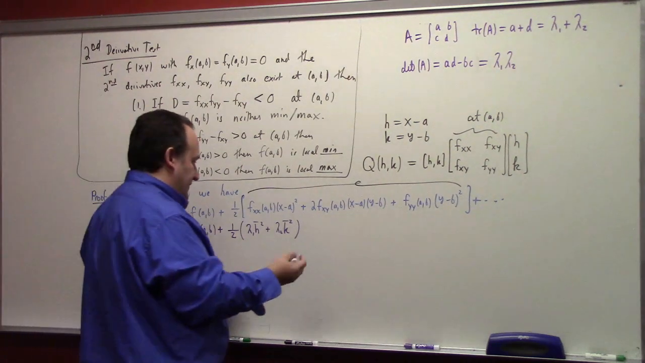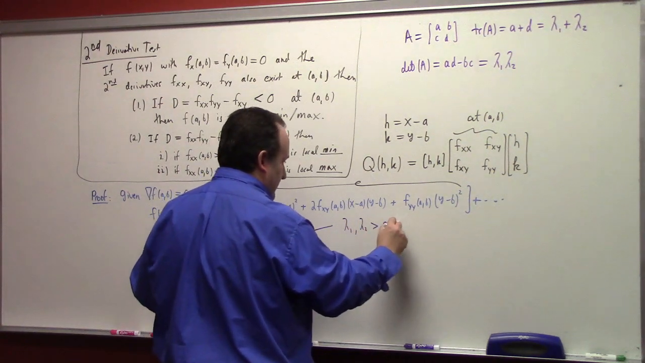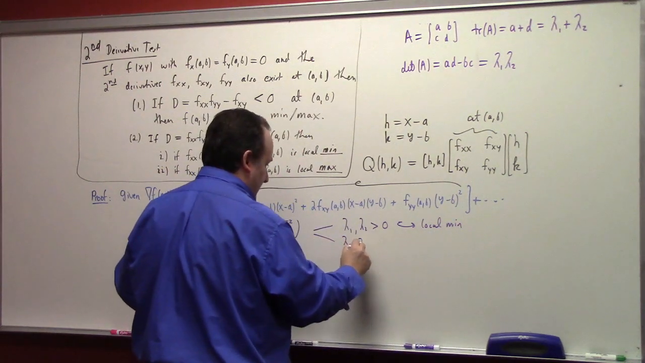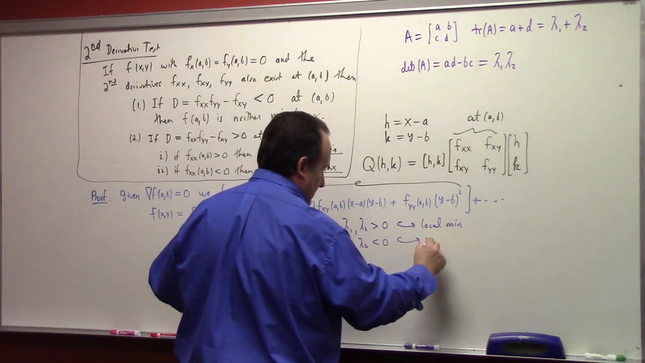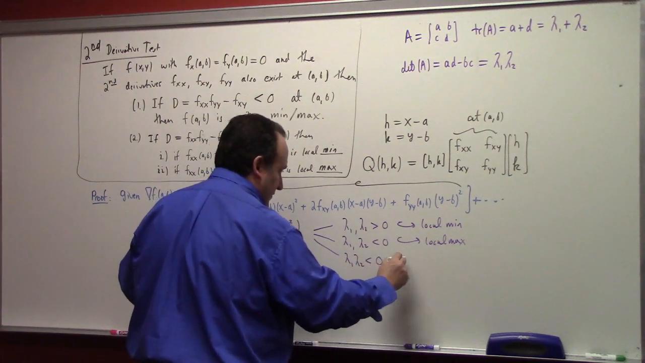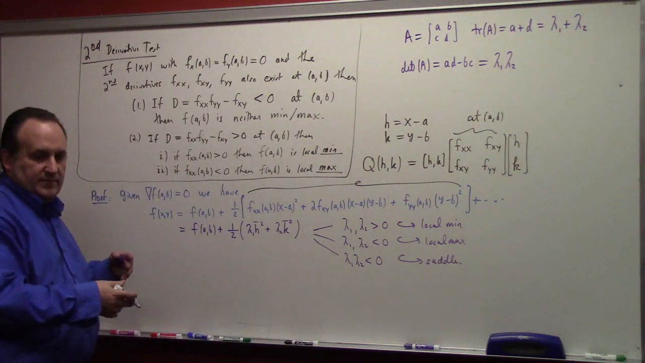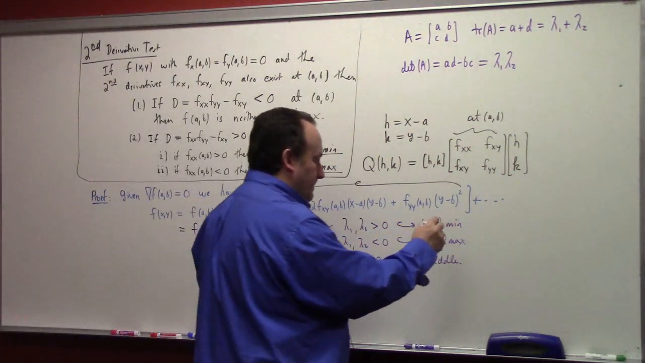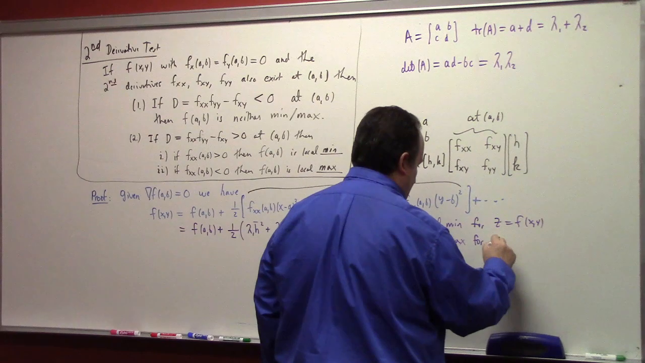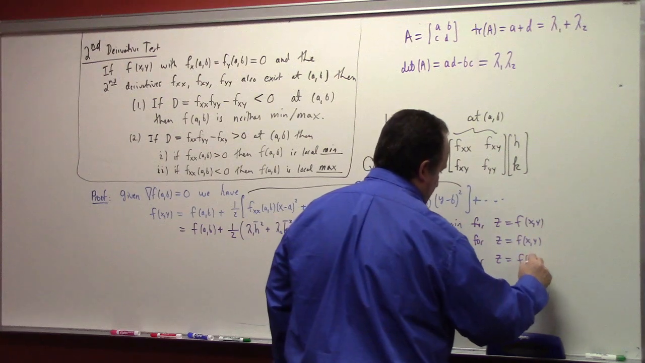So, and they're basically different cases, right? So if lambda 1 and lambda 2 are both greater than 0, local what? Local min, right? If lambda 1 and lambda 2 are both less than 0, it's a local max, right? And if lambda 1 times lambda 2 is less than 0, saddle. In other words, z equals f of x y has a saddle. Okay, so wonderful.